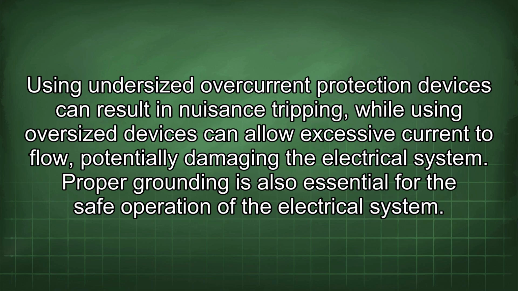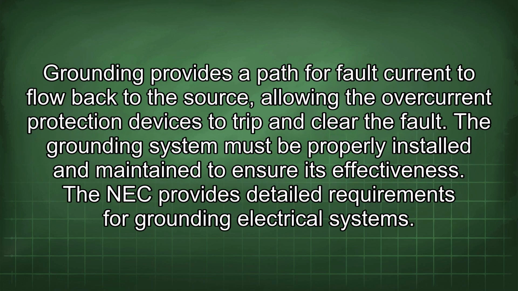Proper grounding is also essential for the safe operation of the electrical system. Grounding provides a path for fault current to flow back to the source, allowing the overcurrent protection devices to trip and clear the fault. The grounding system must be properly installed and maintained to ensure its effectiveness. The NEC provides detailed requirements for grounding electrical systems.